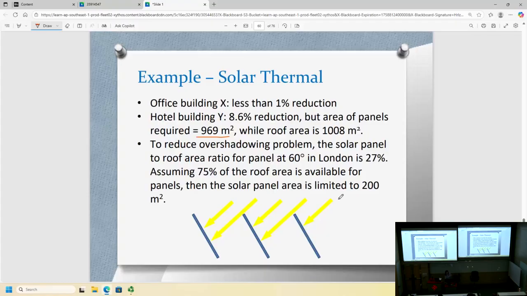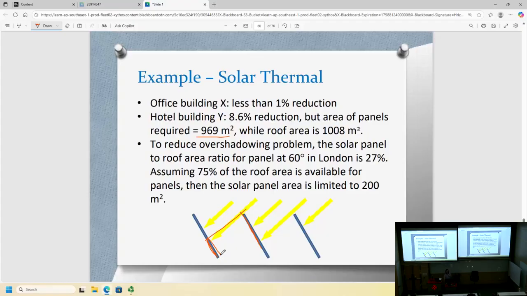Okay, so like here, if you put the panels very close to each other, then this part of the panel will block the sunlight from reaching this part of the other panel. So this overshadowing effect is not desirable, and it means that we need to place these solar panels further away from each other so as to improve the efficiency of the system.